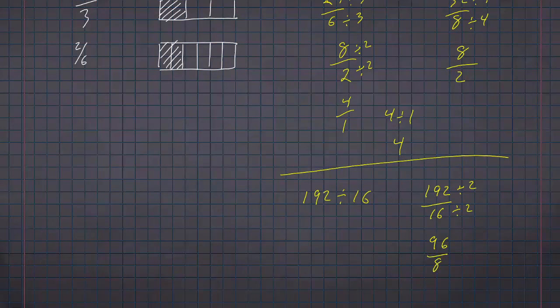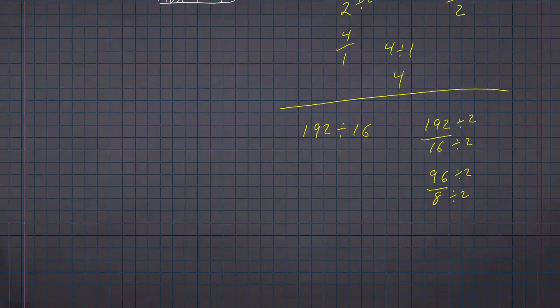That gives me 96 over 8. These are still even numbers, so I can divide by 2 again. 96 divided by 2 is 48. 8 divided by 2 is 4. And we could keep going, but I do know offhand that 48 divided by 4 is 12. So 192 divided by 16 must also be 12. We can use this as a trick to evaluate division mentally without having to go through and writing out the long division process.